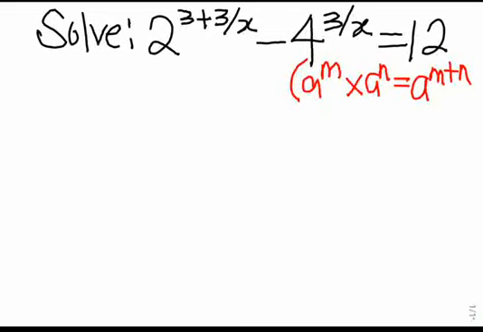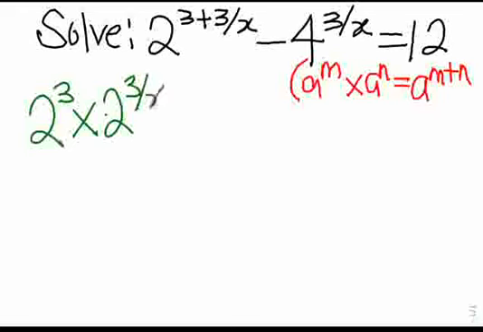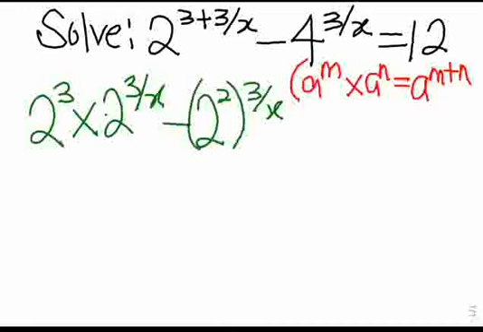My first step here will be to split this part following this rule of indices, where a raised to the power m plus n becomes a raised to the power m times a raised to the power n. So splitting this would give 2 raised to the power 3 multiplied by 2 raised to the power 3 over x. I bring down this other side. In bringing that down, I am going to reduce that 4 to a lower base. The 4 becomes 2 raised to the power 2, and this multiplies the 3 over x you have there, equals 12.